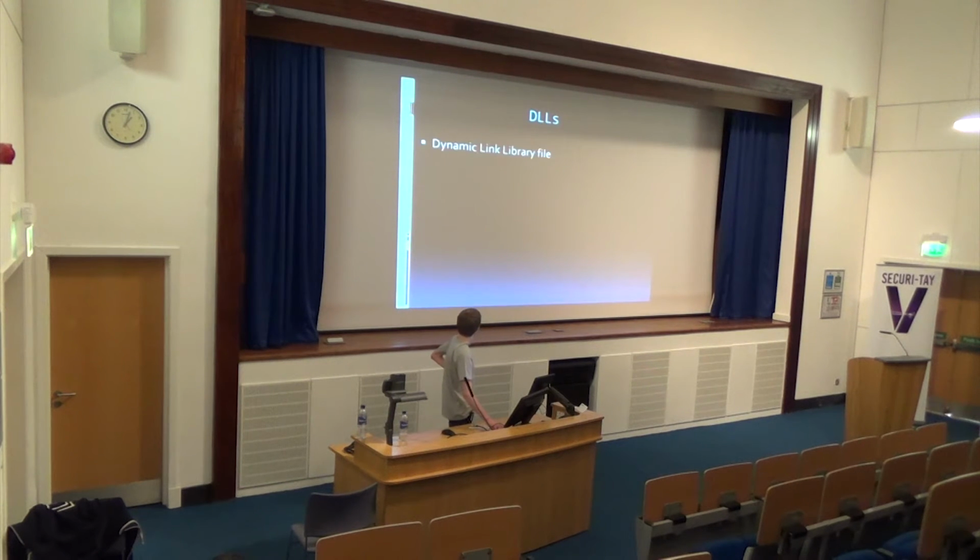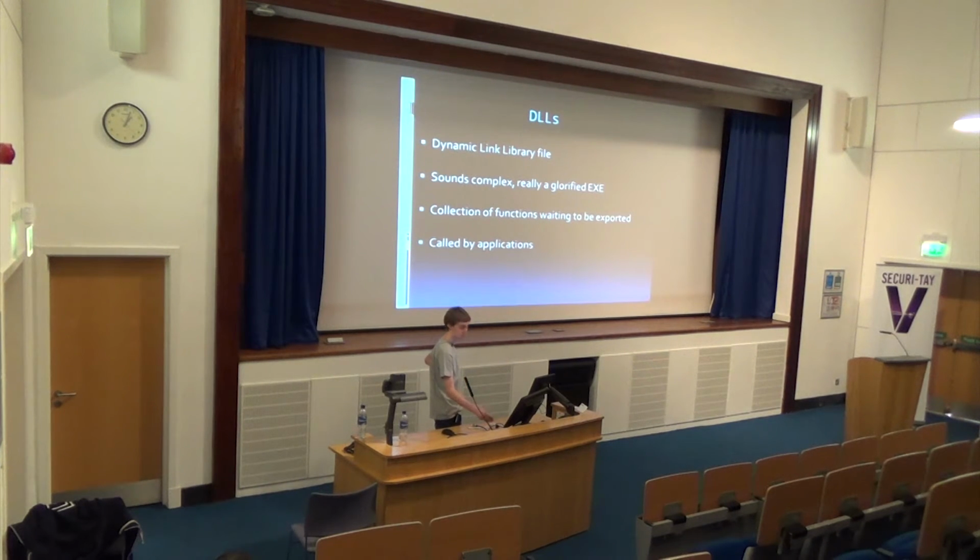So, DLLs, it stands for Dynamic Link Library File. They're all over Windows, pretty much the backbone of the Windows operating system. They sound complex, but they're basically glorified executables. It is just a collection of code, different functions. The only difference is there is no entry point to a DLL. They have to be called by other applications. But the path to a DLL is going to be different on every computer. So what if an application can't find the DLL it's looking for?